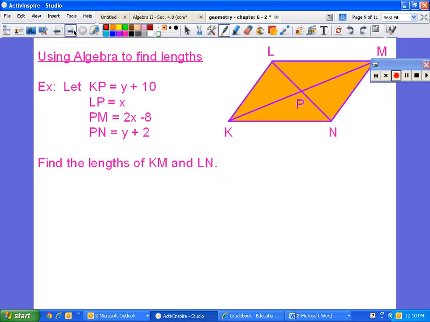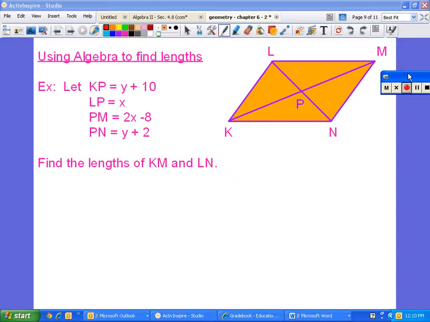So here I have a parallelogram. I'm told that KP is y plus 10. So here's y plus 10. I'm told that LP is equal to x. That PM is 2x minus 8. And that PN is y minus 2.